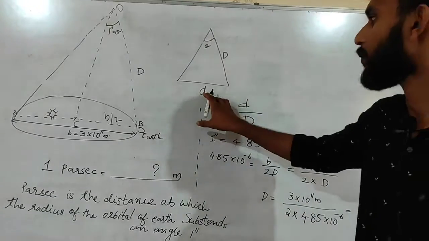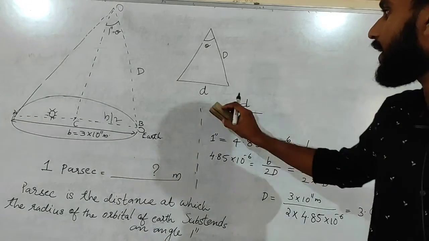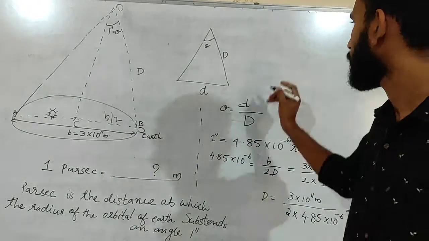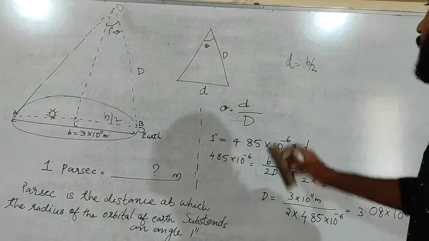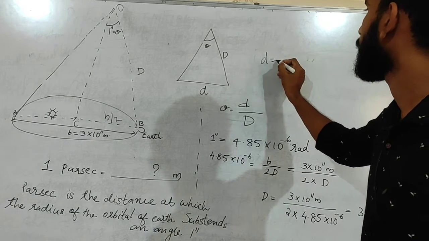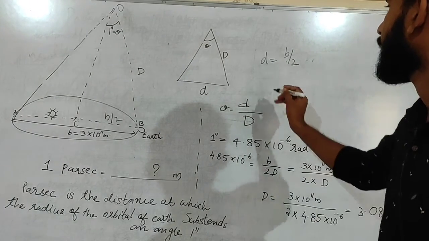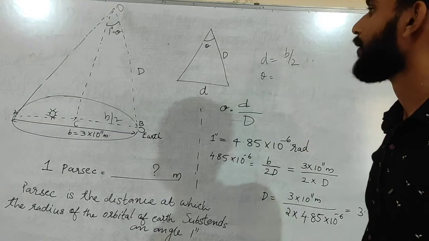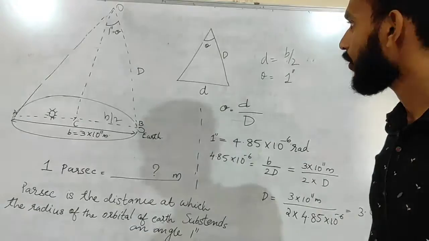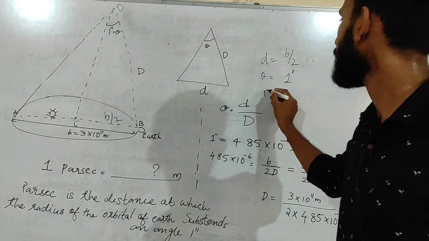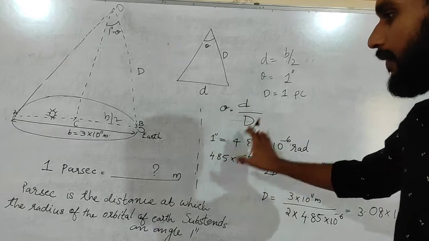Here this small d is actually the radius of the orbit of earth. As per the data, the small d value is B by 2. So, you can write small d is equal to B divided by 2, that is the radius of the orbit of earth, and for theta we have to take 1 second, then only the capital D value will become 1 parsec.